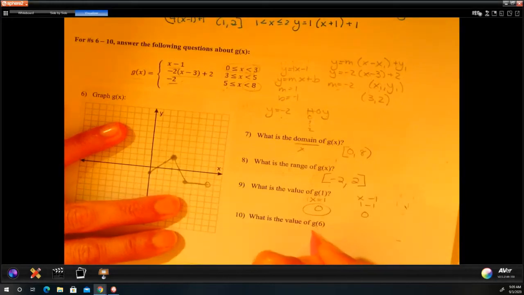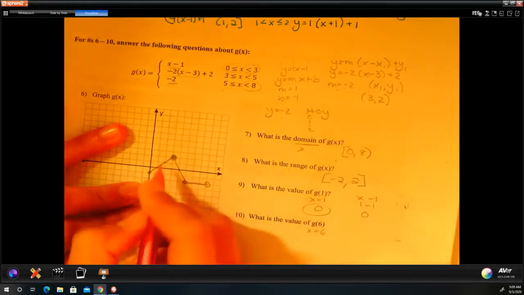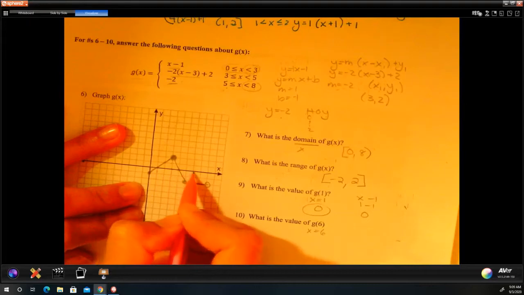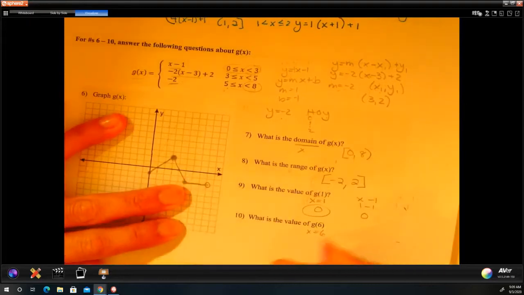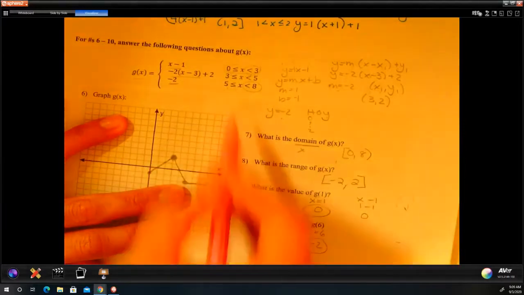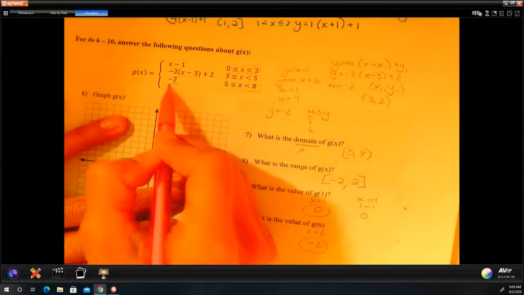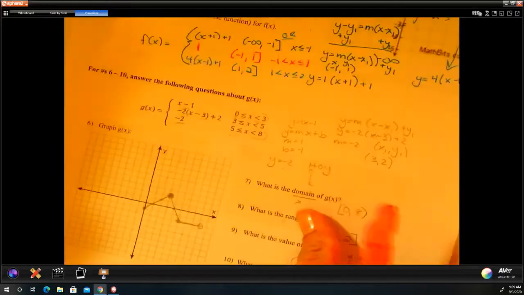Same thing with g of 6. So I'm looking at x is 6. 1, 2, 3, 4, 5, 6 on my x would give me negative 2. If I plug it into my function, 6 is between 5 and 8, and it says my function should be negative 2. All right, let's go to the next page.